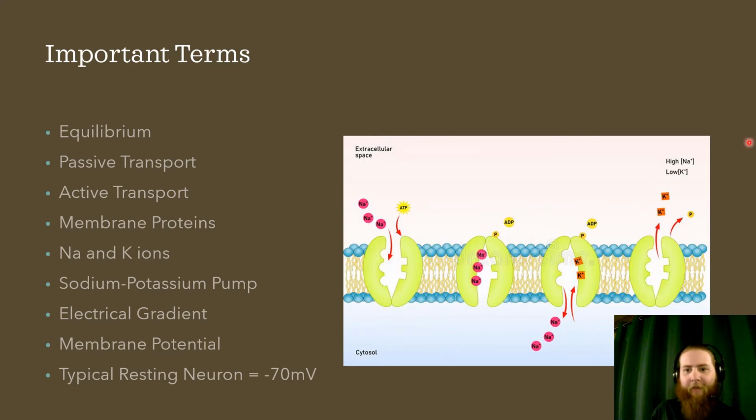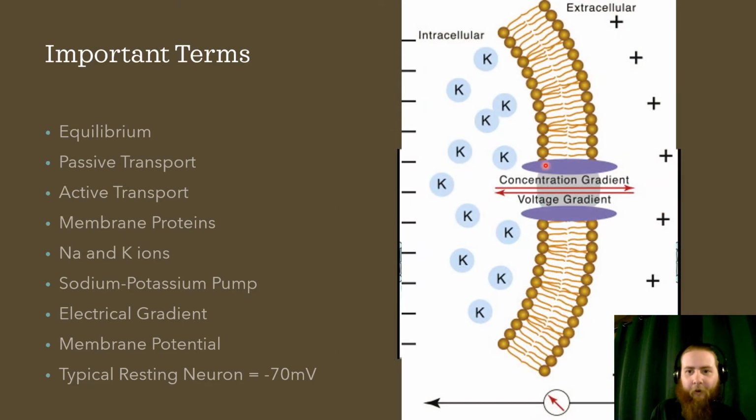This act of getting more sodium on the outside and more potassium on the inside creates an electrical gradient, where the inside of the cell is more negative and the outside of the cell is more positive. So we have this concentration gradient of more potassium on the inside, and we have this voltage gradient of more positives on the outside than on the inside.